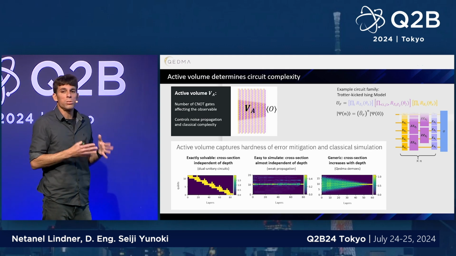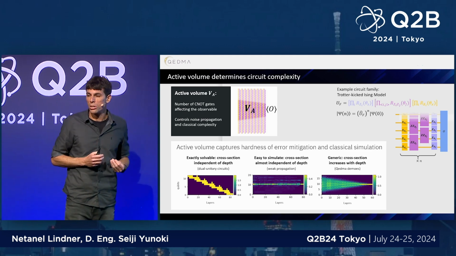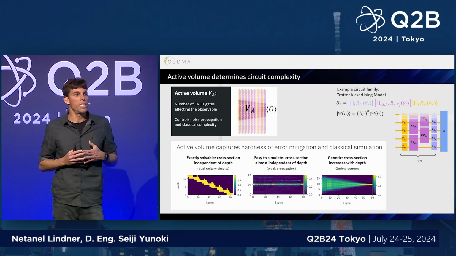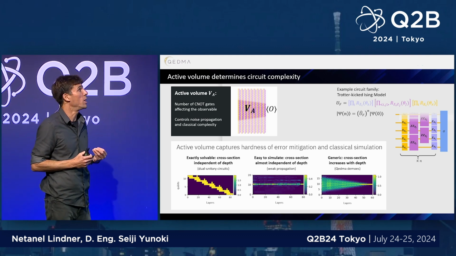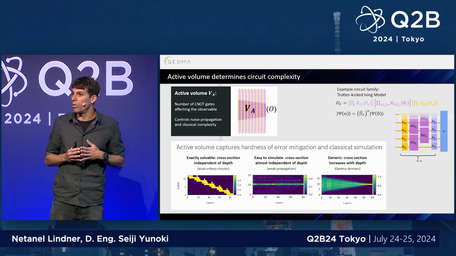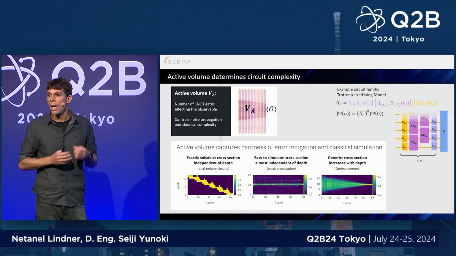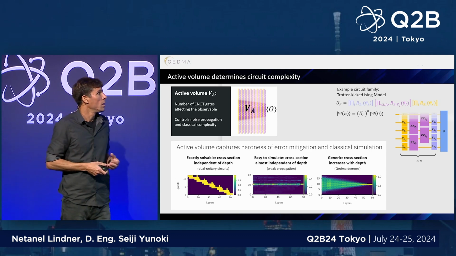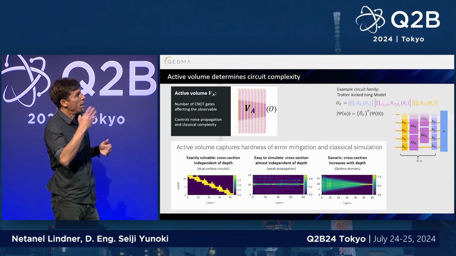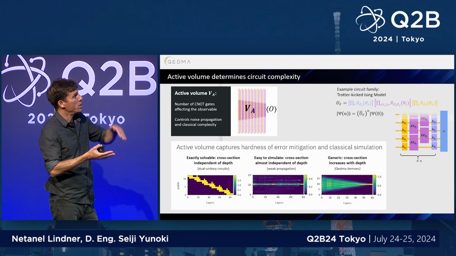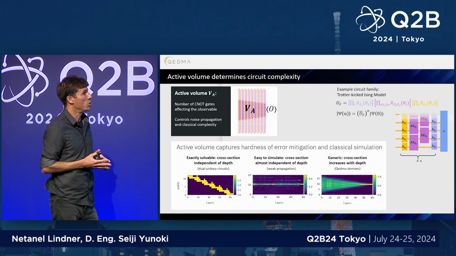Now, before moving on to the other large-scale demonstrations, I want to introduce a quantity which measures the complexity of error-mitigating quantum circuits and also the complexity of classically simulating them. This quantity is called the active volume, and in a nutshell, it's basically the number of 2-qubit gates affecting the observable you want to measure. So if you look at the diagram on the left, you can see a brick wall circuit and an observable being measured at the end, and you can see kind of a fan of the 2-qubit gates affecting this observable.